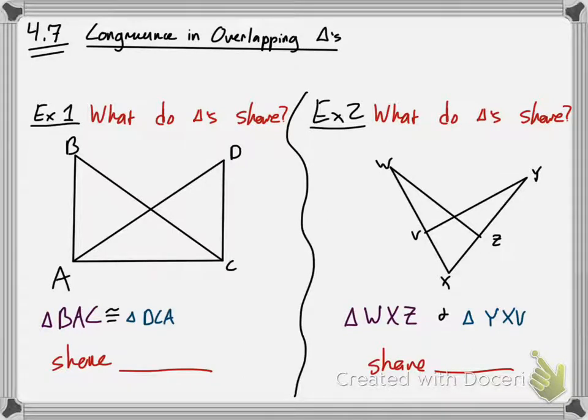Hey guys, today we're going to look at lesson 4.7, and we're going to talk about congruence in triangles that overlap one another. So we're focusing on phase 2 of our proof process, and that is using the given and the picture. So we're going to focus on that picture for a little bit.